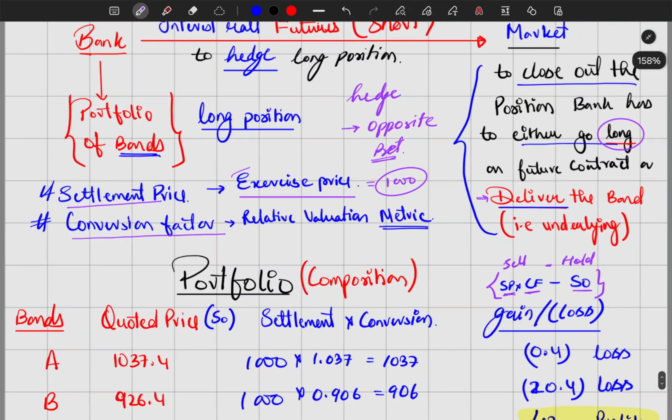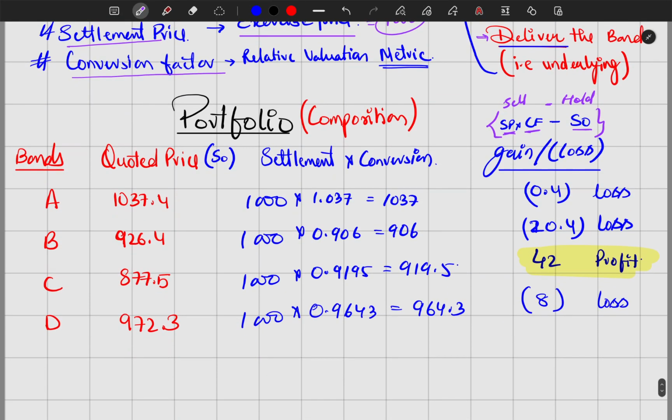Now, let's see if the bank has the following portfolio. The bank has four bonds, A, B, C, D. They have the current quoted price, that is the spot price, as follows. The settlement price for each of the bonds would be 1,000 as stated. This is the exercise price. The exercise price times the conversion factor, that is, you are scaling the exercise price to its relative valuation, and therefore you get SP times CF, that is the amount at which you will settle the contract.